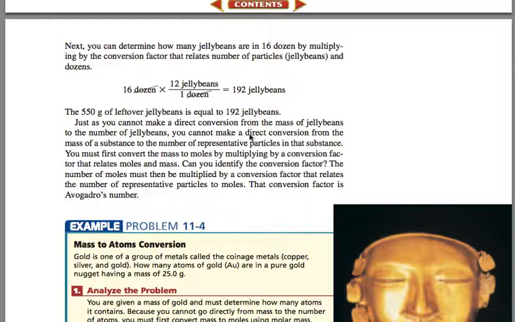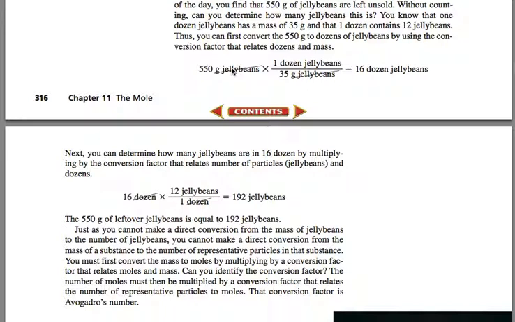In the same way, you cannot make a direct conversion from mass to the number of particles in a substance. You must convert the mass to moles by multiplying by a conversion factor that relates mass and moles. And then you can multiply by a conversion factor that relates the number of representative particles to moles, which is Avogadro's number. So in other words, you cannot go from mass to the number of particles without first doing mass to moles.